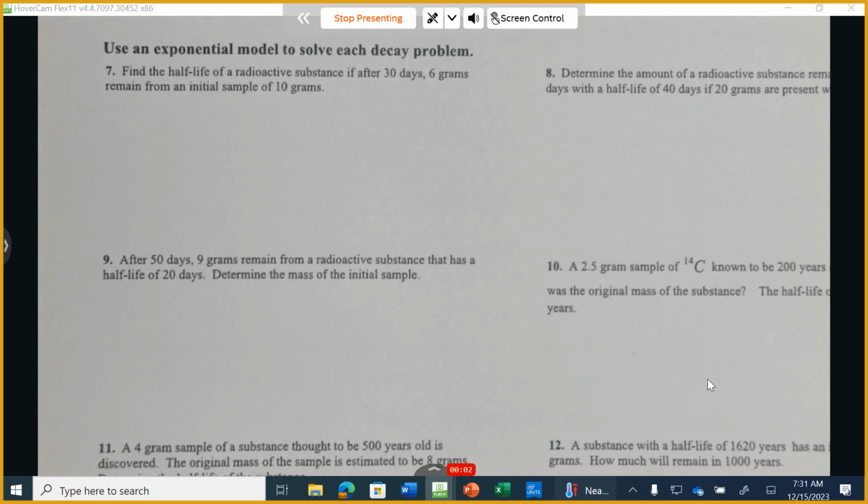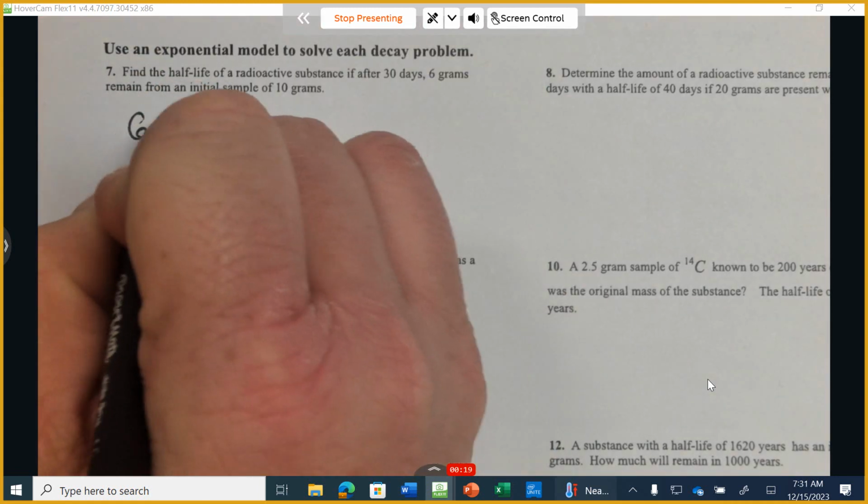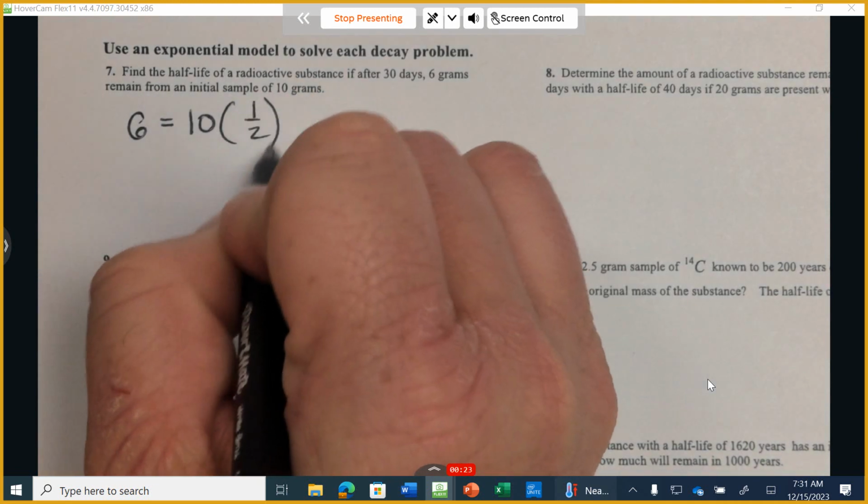Find the half-life of a radioactive substance if, after 30 days, 6 grams remain from the initial sample of 10. Okay, so what we know here is that we have 6 grams remaining at the very end. So I have 6 grams that remain, and I started with 10. We're talking about a half-life.